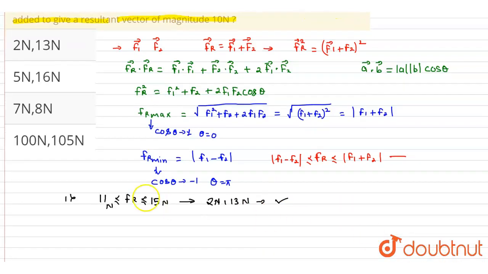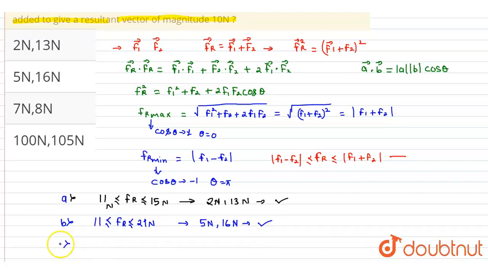Now option B, 5 Newton and 16 Newton. So F1 minus F2 gives 11 and F1 plus F2 gives 21. So 10 does not exist in this range. So 5 Newton, 16 Newton cannot give a resultant of 10 Newton. So it is also true.